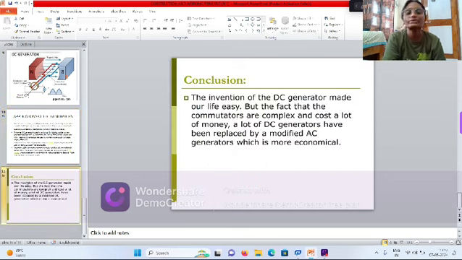And at last, we conclude that DC generators made our life easy, but in fact the commutators used in the DC generator are more complex and cost us a lot of money. So a lot of DC generators have been replaced by modified AC generators, which are more economical.